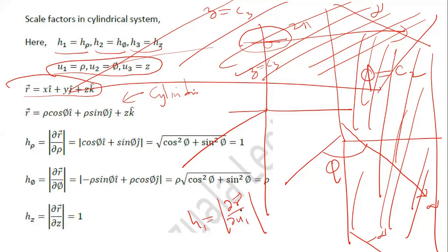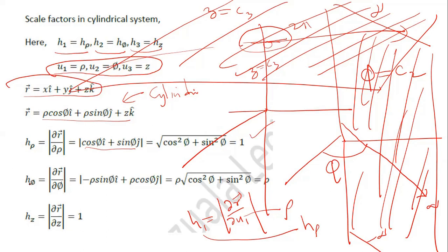So in this cylindrical coordinate system, u1 you replace with rho, h1 you replace with h rho. Okay, so if you do that, del r upon del rho, so differentiate this with rho, then you will get cos phi i plus sin phi j, plus differentiation of z with respect to rho will be 0. And then this is what you will have after differentiation. You just take the magnitude. This is square root of cos square phi plus sin square phi, that will be 1. So h rho, the scale factor corresponding to rho coordinate line, is 1.